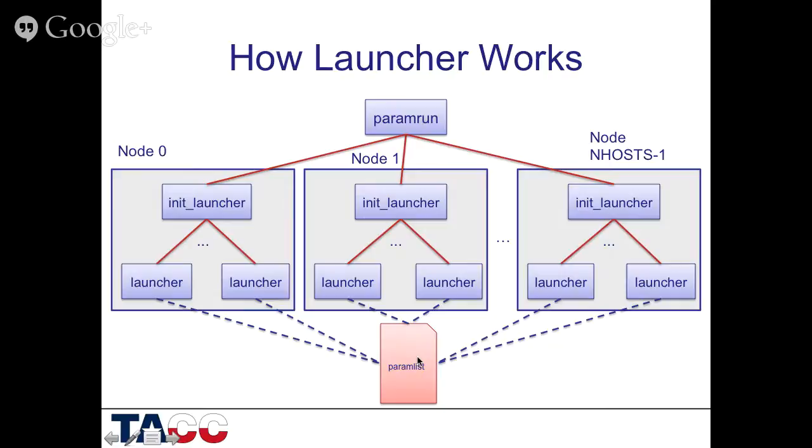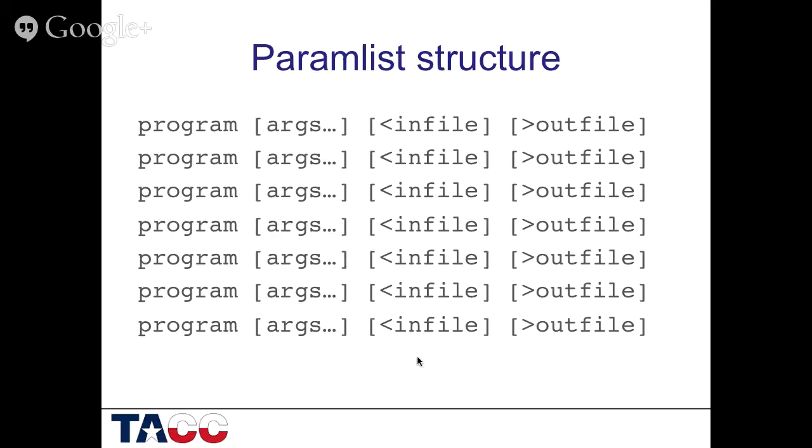Here's what the parameter list looks like. So something really simple. You'll have your program, the arguments for your program. You can have an input file. You can also specify an output file for each one individually, which is pretty nice. And again, it's just one per line of each program that you want to run.